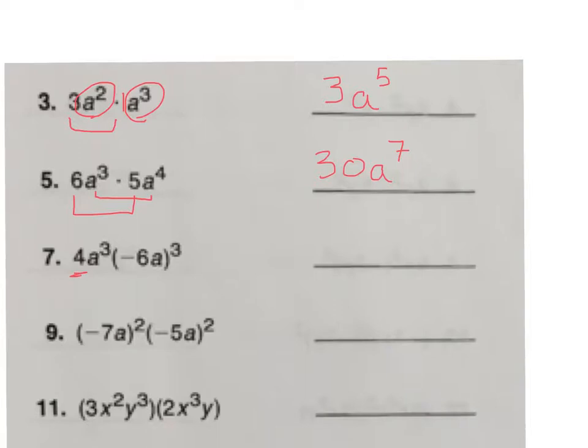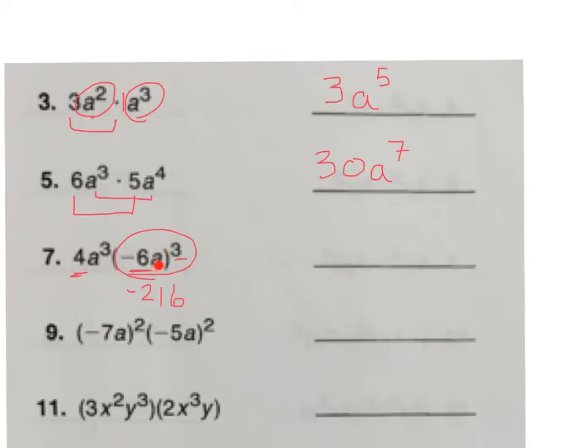4, oh, we can't multiply this until we cube it, can we? So I need to cube that second term, don't I? What is negative 6 cubed? That means negative 6 times negative 6 times negative 6. It won't be negative 18. Negative what? Negative 216.